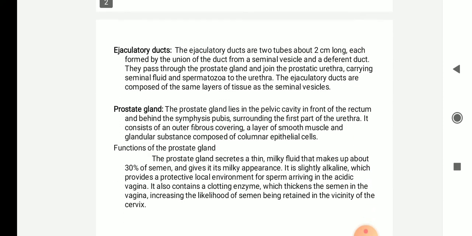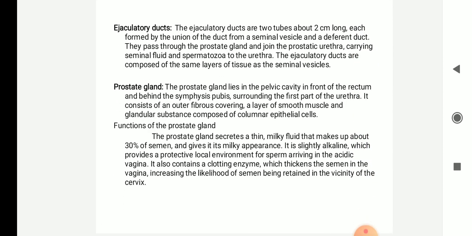Next are the ejaculatory ducts. The ejaculatory ducts are two tubes about 2 centimeters in length, each formed by the union of the duct from the seminal vesicles and the vas deferens. They pass through the prostate gland and join the prostatic urethra. The urethra is divided into certain regions, and in the prostatic urethra they join, carrying seminal fluid and sperm to the urethra. The ejaculatory ducts are composed of layers of tissue like those of the seminal vesicles.